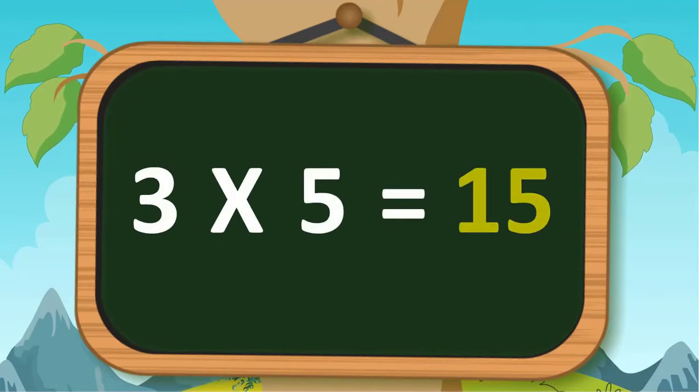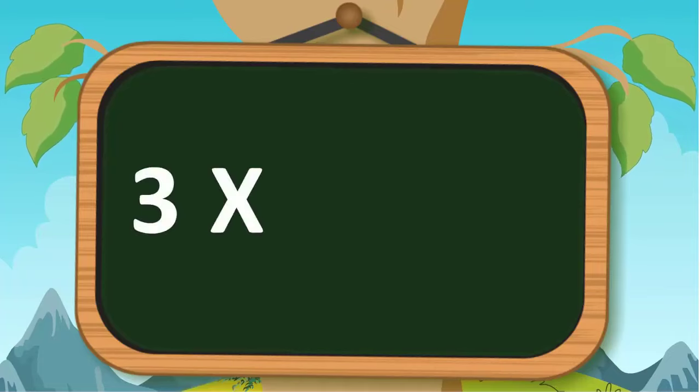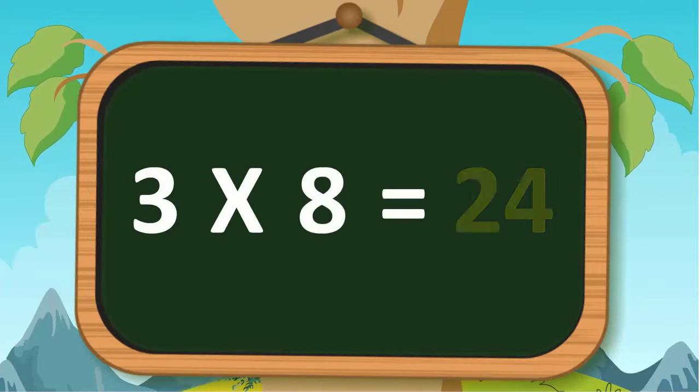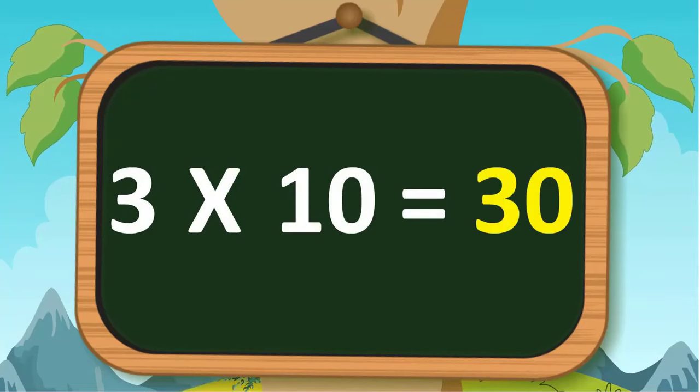3 fives are 15. 3 sixes are 18. 3 sevens are 21. 3 eights are 24. 3 nines are 27. 3 tens are 30.